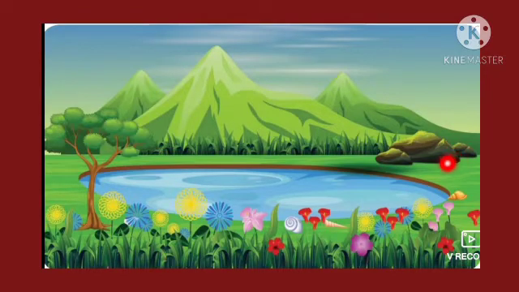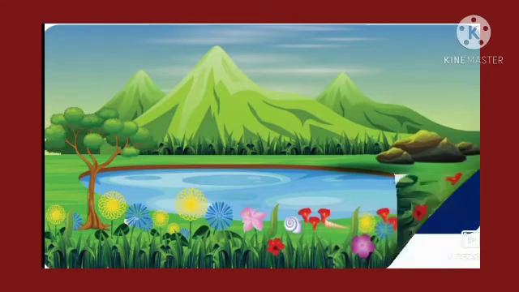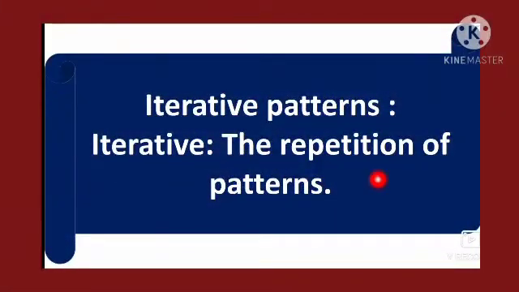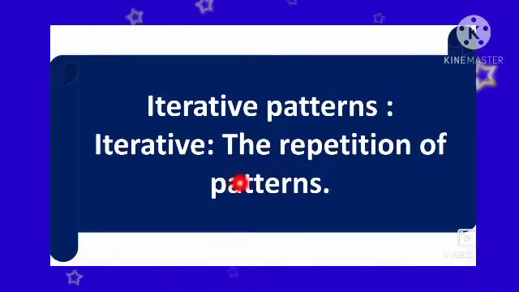Iteration is the repeated application of a process. Here we are going to see how we use shapes to form iterative patterns. Children, iterative means the repetition of patterns. Children, what is meant by pattern? Patterns may be sequenced in many ways. A pattern is something that is arranged following a rule.